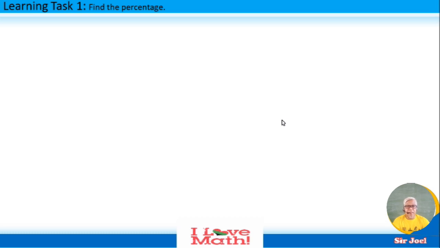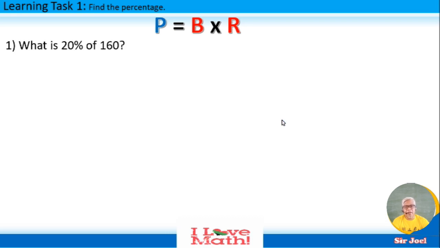Learning task 1. Find the percentage. A while ago, sabi natin, percentage is equivalent to base times rate. Or in symbol, P equals B times R. Our first problem is, what is 20% of 160? So if you notice, we have this percent symbol doon sa 20%. Therefore, this is our rate.